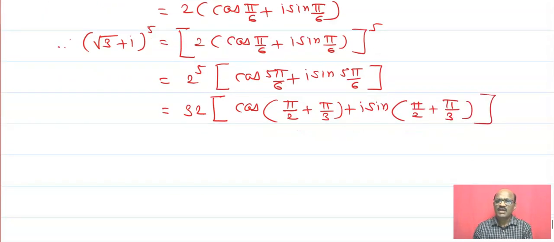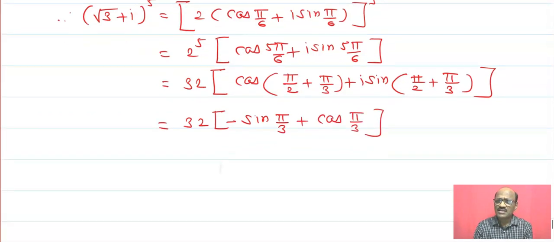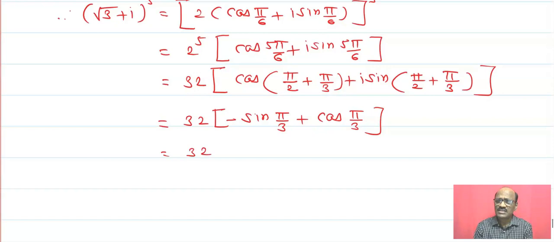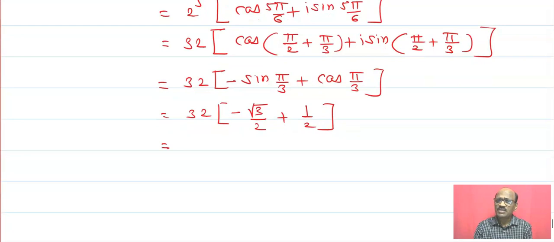Cos of pi by 2 plus pi by 3 plus i times sine of pi by 2 plus pi by 3. Now again, whenever there is a pi by 2 angle, the function changes. Cos becomes sine and sine becomes cos. But cos of pi by 2 plus theta goes in the second quadrant, and cos is negative in the second quadrant and sine is positive. Therefore, cos of pi by 2 plus pi by 3 is given a negative sign, that is minus sine of pi by 3. And sine of pi by 2 plus pi by 3 is positive, which becomes cos of pi by 3.